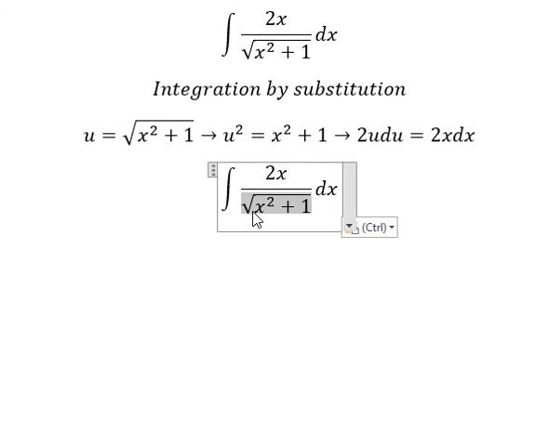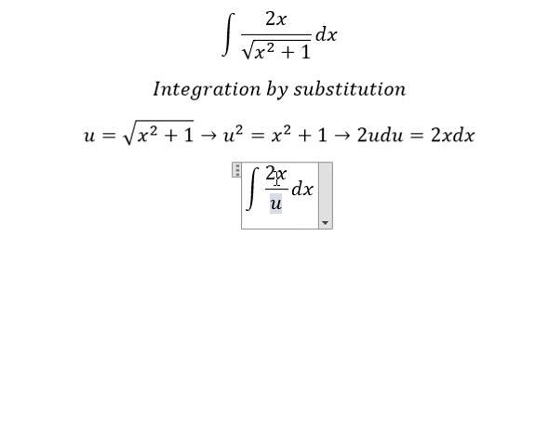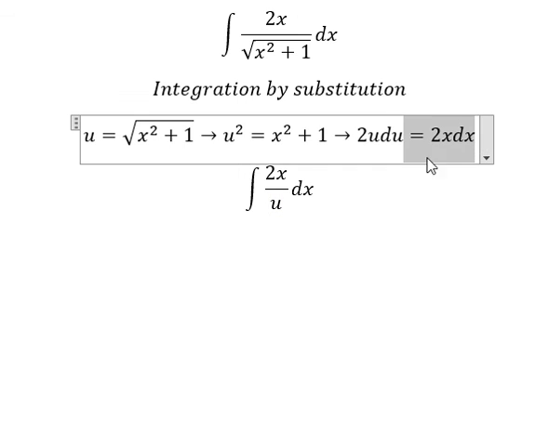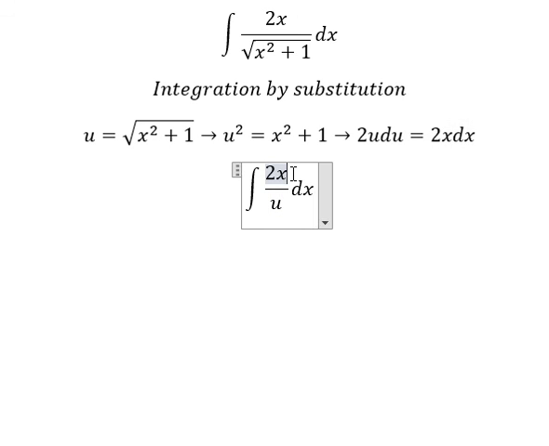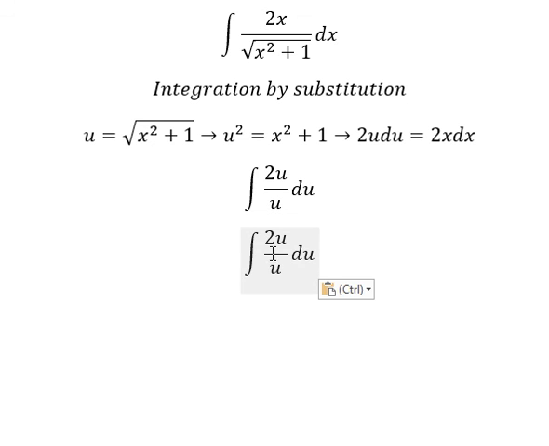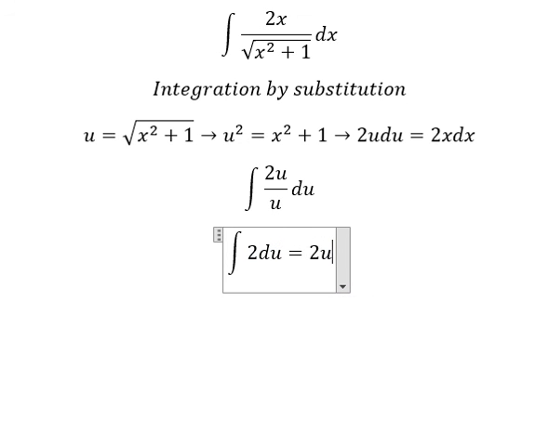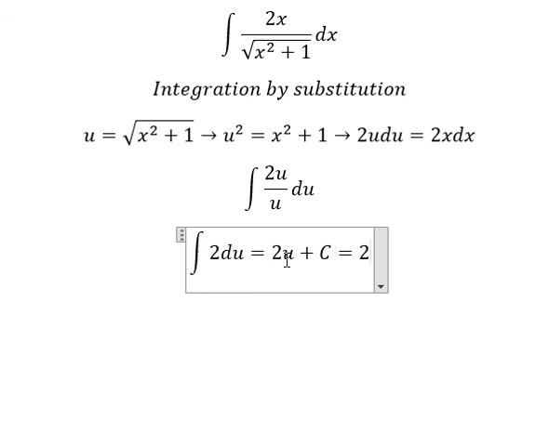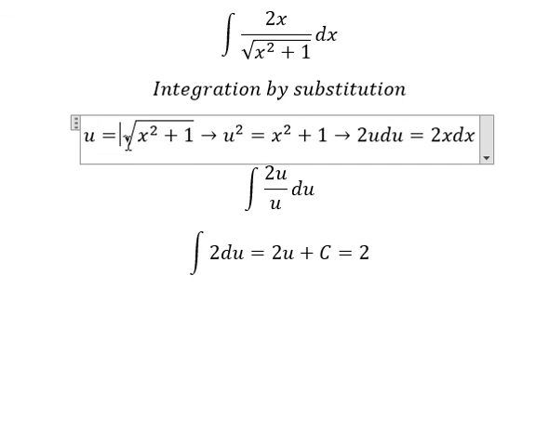The square root we change to u, and 2s ds we change to 2u du. Now u divided by u we have number 1. The integration of 2 we have 2u, and I will put plus c. For u, it is this one.